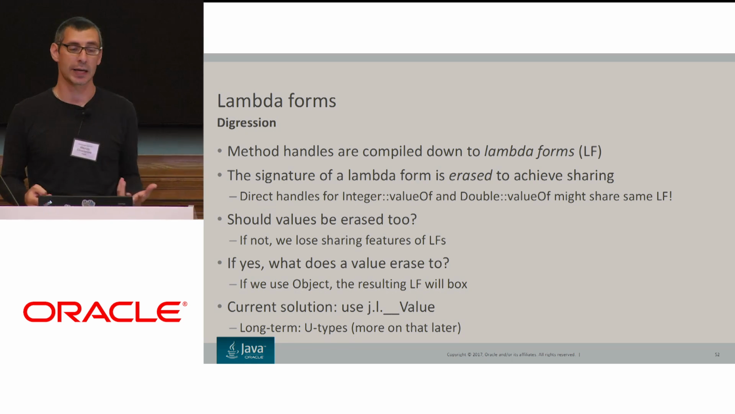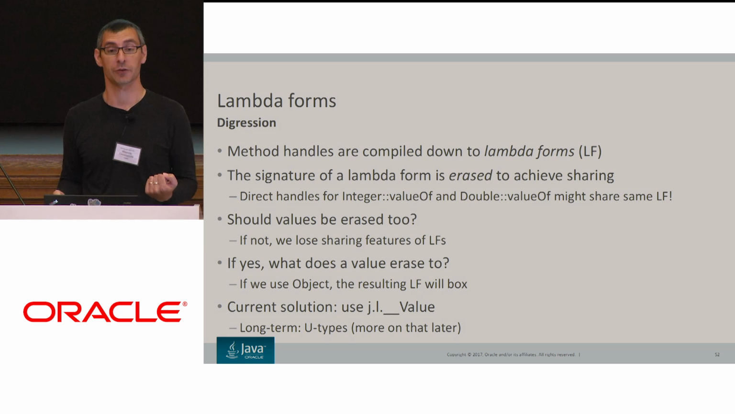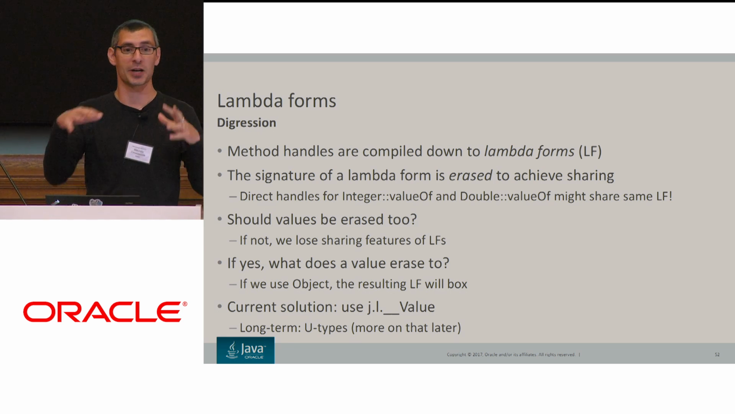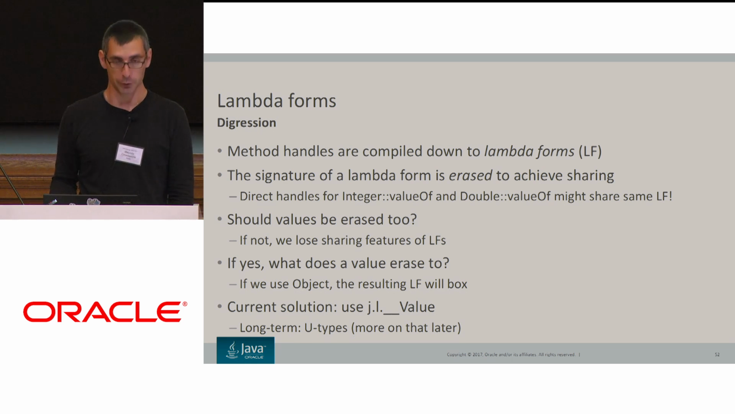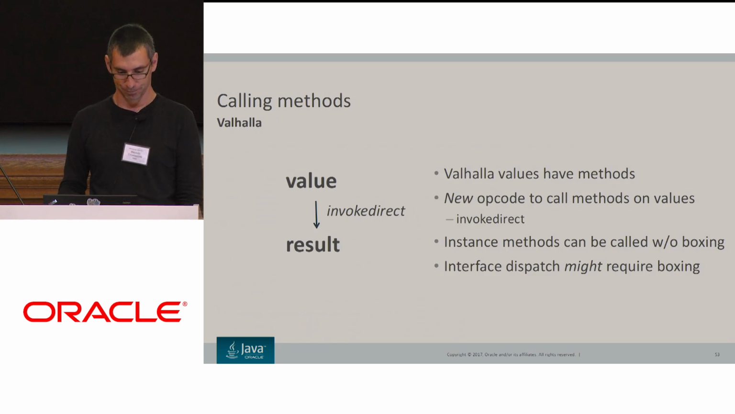And we think that right now, the type we are using is the __Value, which is the special super type that all values know about. But this is, of course, a hacky solution. We think a better longer-term solution should be to use the so-called universal type that I'm going to talk to you about in a moment.